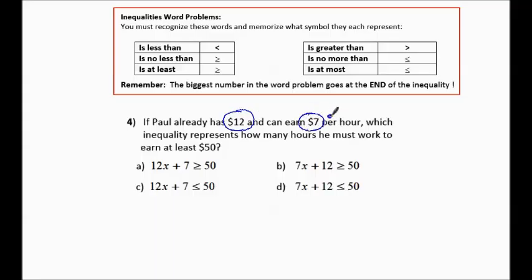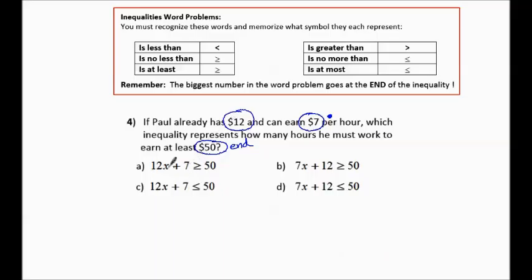Every time you put per, you're going to be multiplying times something. Which inequality represents how many hours he must work to earn at least 50. So this is the biggest number. This number should be at the end of the inequality, which is what we see in all of our options. You may or may not see that in the SOL, but at least here we see it in all of them.